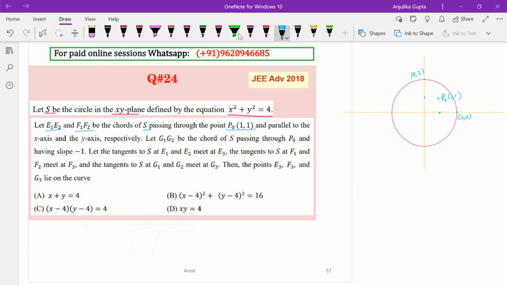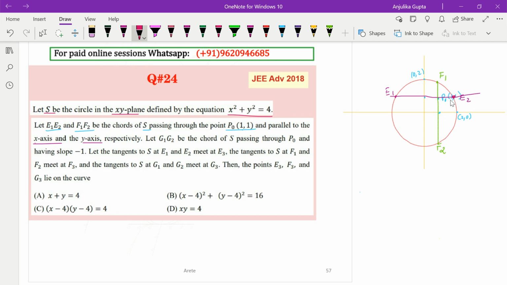Okay, so the chords are parallel to the x-axis and y-axis respectively. So E1, E2 is a chord parallel to the x-axis passing through this point P naught. So this is E1 and this is E2. Similarly, you have a chord which is parallel to the y-axis passing through P naught and we are calling it F1 and F2. Okay. Now before reading further, can we know what is the coordinate of E1, E2 and F1, F2?